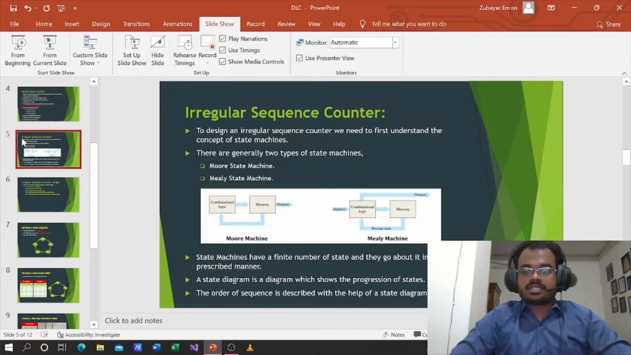A state machine has a finite number of states and goes about them in a prescribed manner. A state diagram is a diagram which shows the progression of states. The order of the sequence is described with the help of this state diagram.